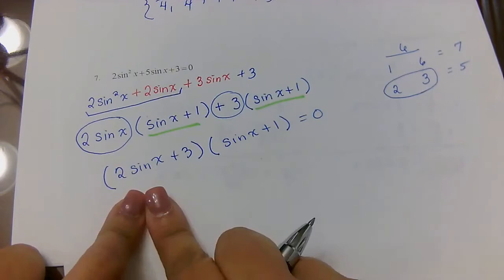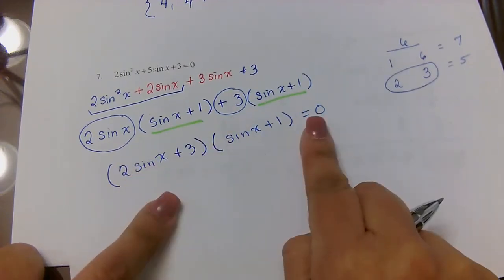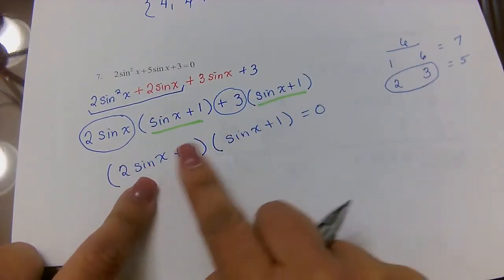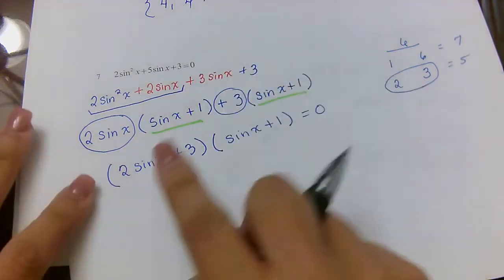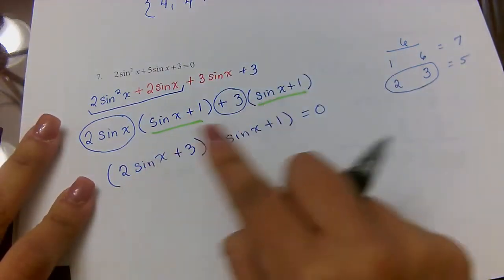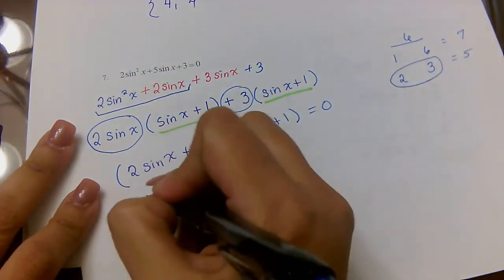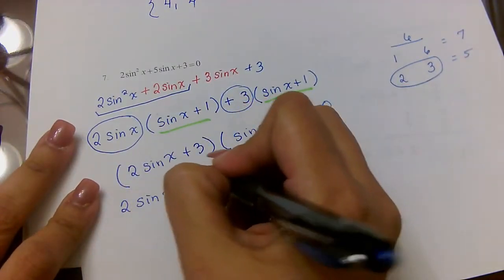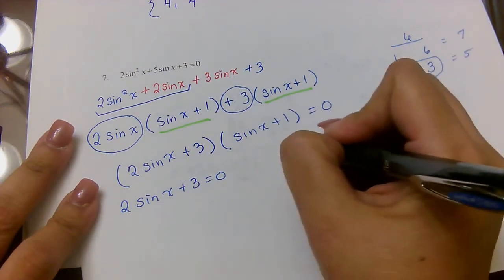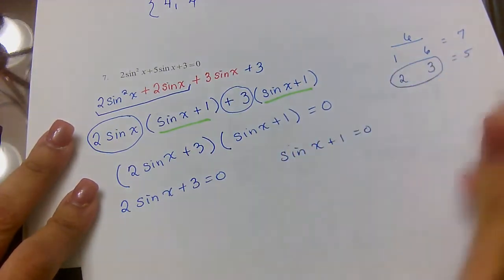Okay, now it looks like a factored form, so I can use the zero product property and set each parentheses equal to 0, because if one is equal to 0, 0 times anything is also equal to 0. So I'm going to do 2 sine x plus 3 equal to 0, and I will also do sine x plus 1 is equal to 0.